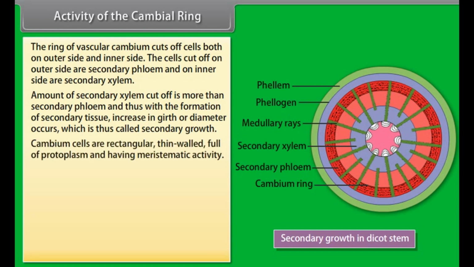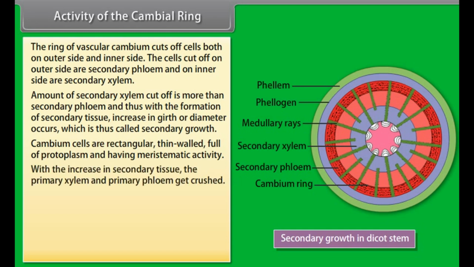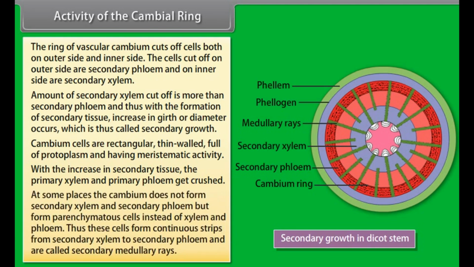Cambium cells are rectangular, thin-walled, full of protoplasm and having meristematic activity. With the increase in secondary tissue, the primary xylem and primary phloem get crushed. At some places, the cambium does not form secondary xylem and secondary phloem, but forms parenchymatous cells instead of xylem and phloem. Thus, these cells form continuous strips from secondary xylem to secondary phloem and are called secondary medullary rays.